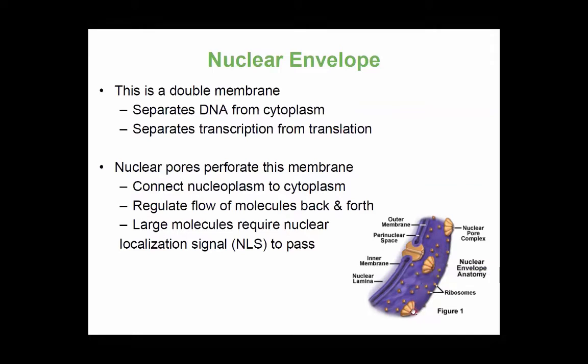There are many nuclear pores that perforate the nuclear membrane. These nuclear pores connect the nucleoplasm to the cytoplasm. They regulate the flow of molecules back and forth, and there are special kinds of transporters, helpers, required for nuclear localization. So if a protein has a nuclear localization signal, it is going to pass through the nuclear pore and go on the inside and stay there.